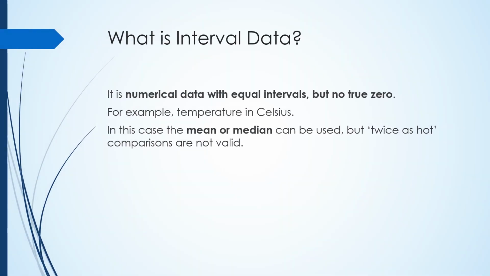Interval data have consistent intervals between values but do not have a true 0 point, meaning 0 on the scale doesn't indicate an absence of the quantity. Temperature in Celsius is a good example of this. 20 degrees Celsius is not twice as warm as 10 degrees Celsius, and 0 degrees Celsius does not mean that there is no temperature there. Both mean and median can be used effectively, but the lack of a true 0 means ratio comparisons like doubling and halving do not hold.